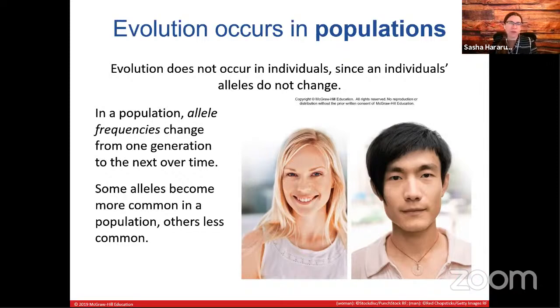Okay. Any question about this notion that evolution does not occur in individuals? Is this pretty clear? Any one individual cannot evolve. Populations evolve over time, because when we're studying evolution we are looking not at the individual's alleles, but at allele frequencies within the population. We good with that?